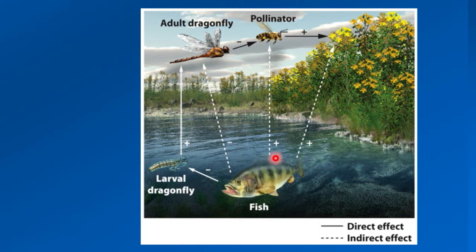But then look at this. Now the dashed lines are indirect. So there's an indirect effect on the adults because this fish is eating the larvae. There's an indirect positive effect on pollinators because the adults eat the pollinators. So if the fish is eating the dragonfly larvae, you're getting fewer adults, and therefore you get more pollinators, bees. And because of that, the fish is having an indirect positive effect on the flowering plants nearby because with more bees, you have more seed set.